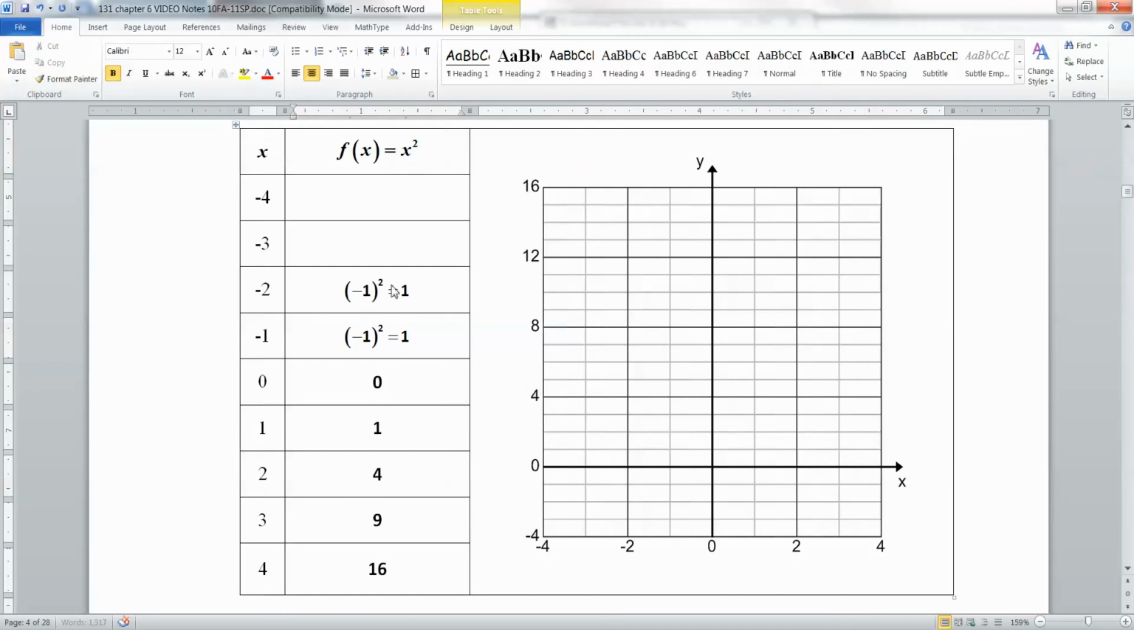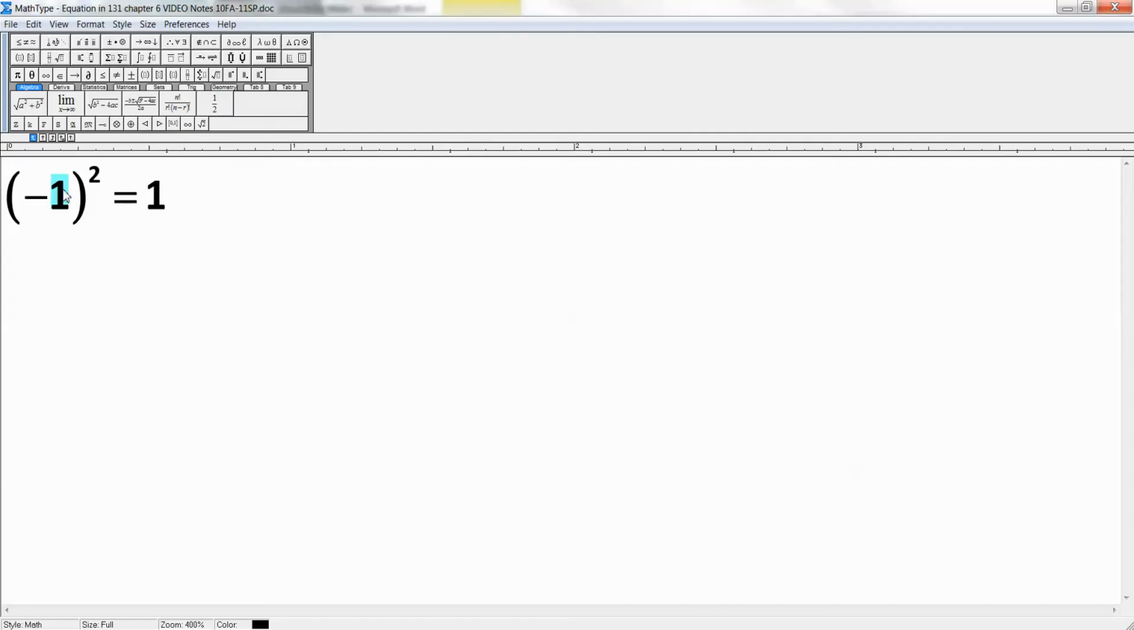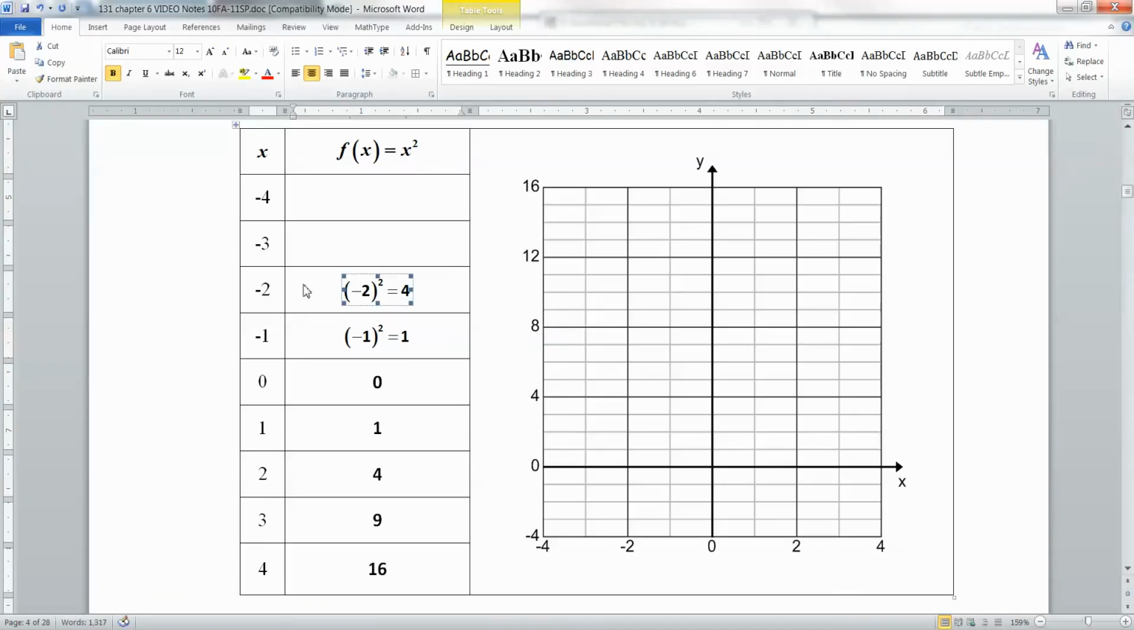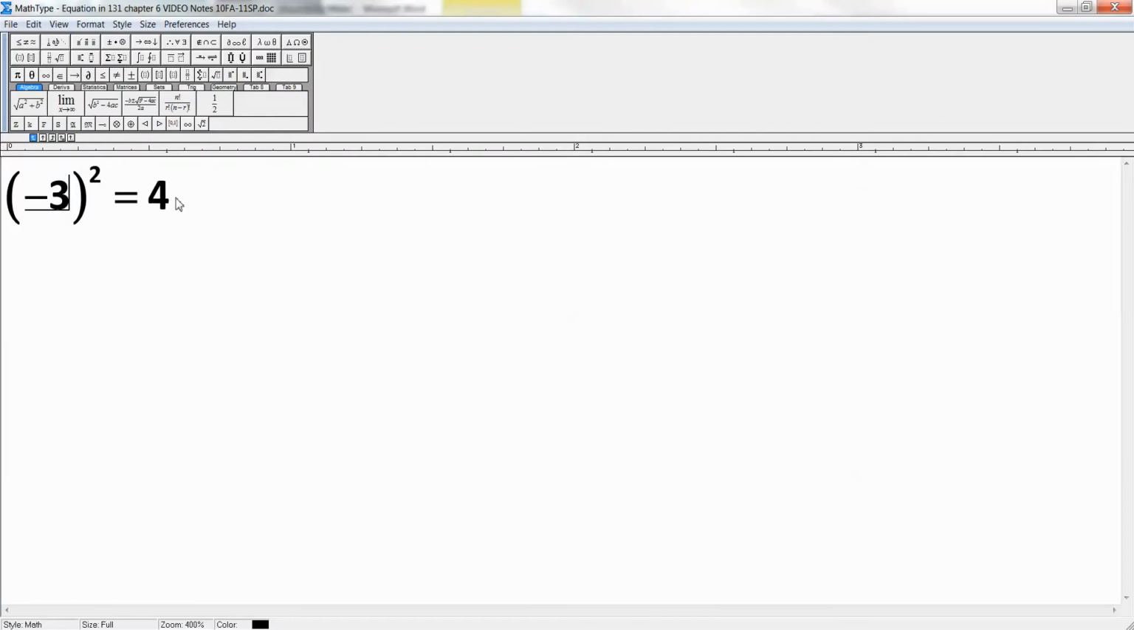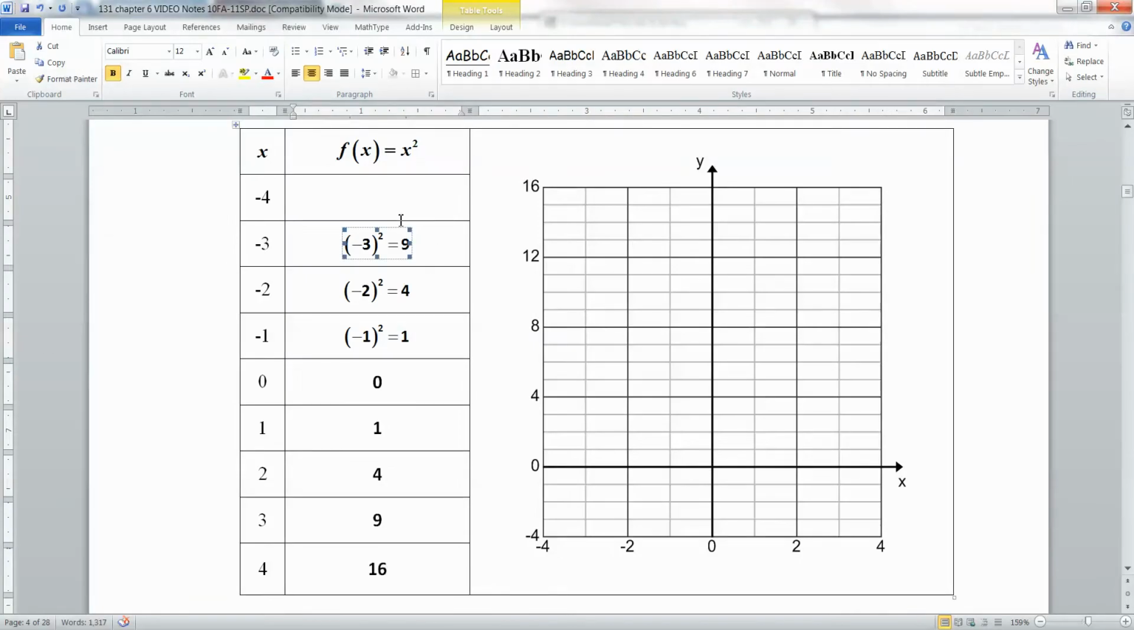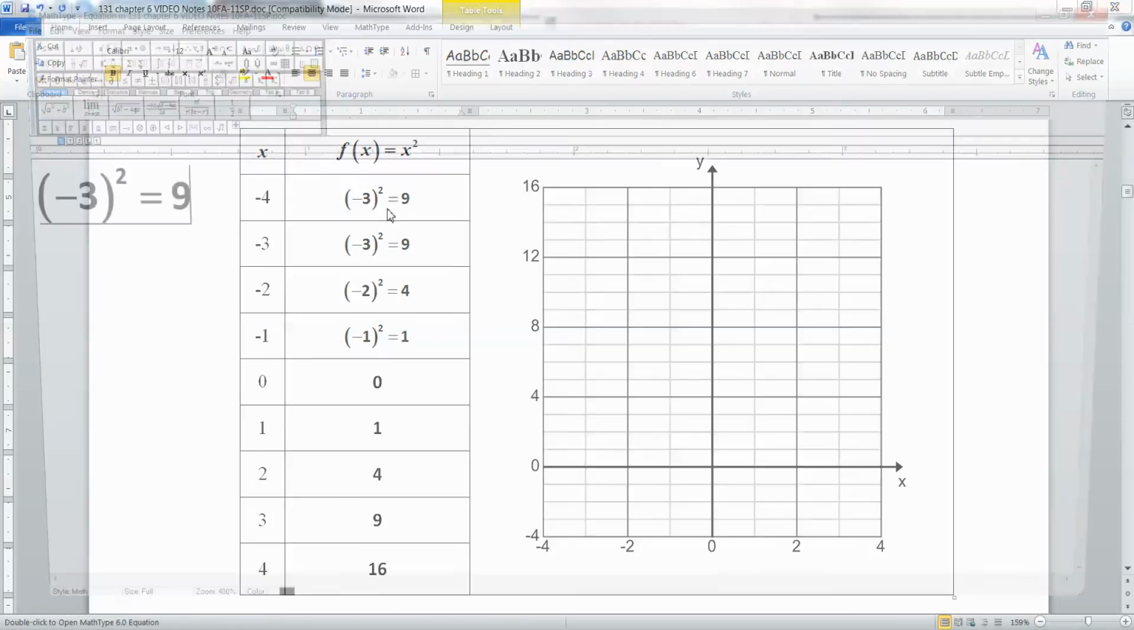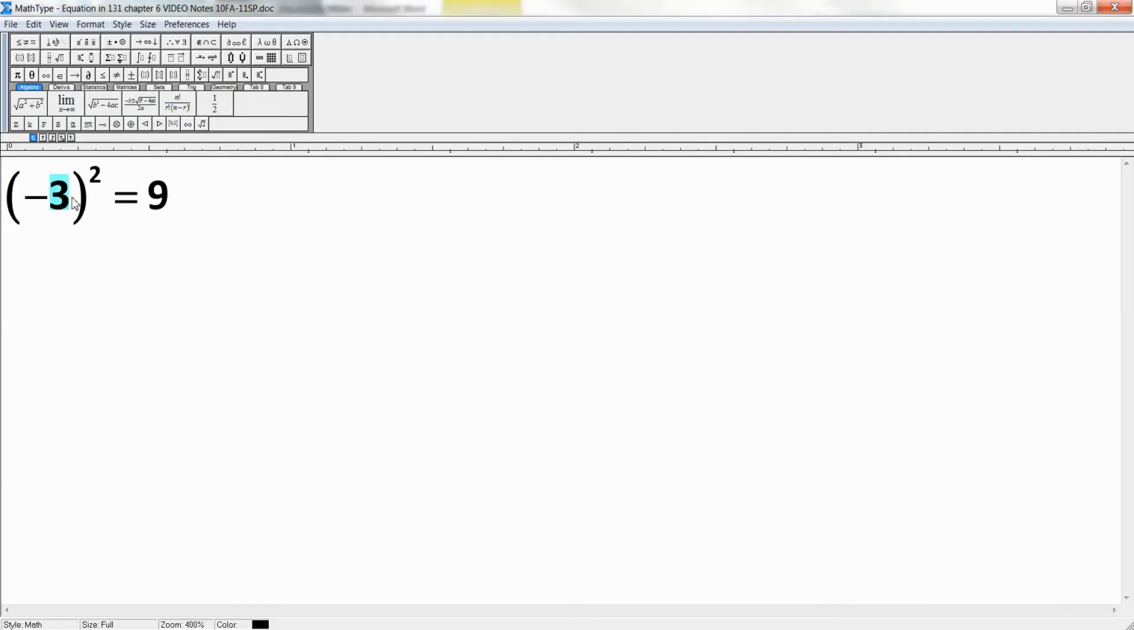There. What about negative 2? Well, that's what we just did in the problem above, but negative 2, when you square it, it's negative 2 times negative 2, which is positive 4. Negative 3 squared would be negative 3 times negative 3, which is positive 9. Hopefully you're noticing a pattern here. And negative 4 squared is negative 4 times negative 4, which is positive 16. And I stopped right there.